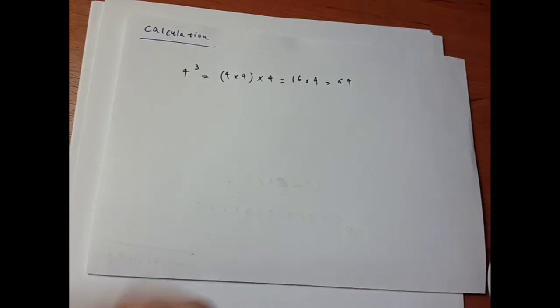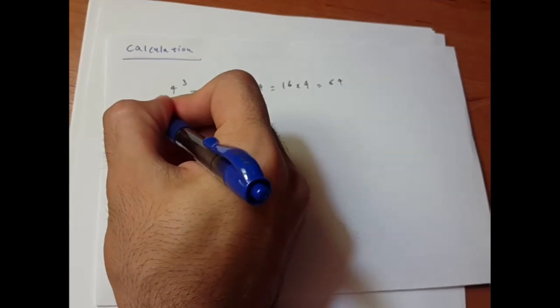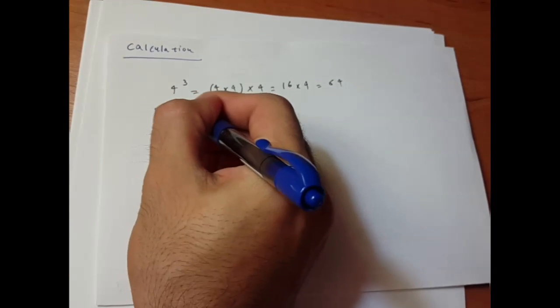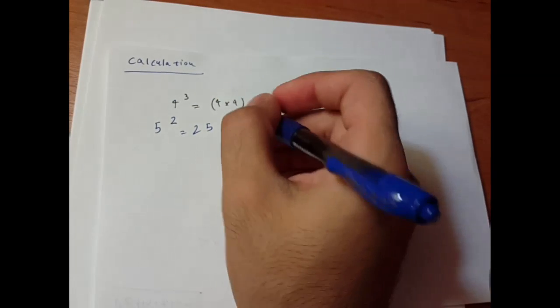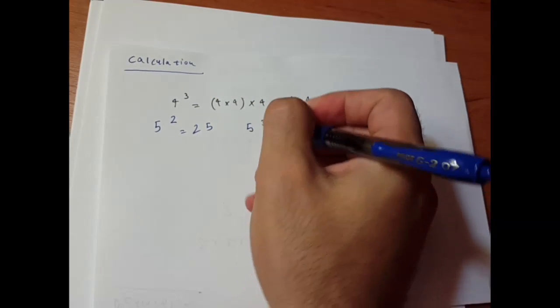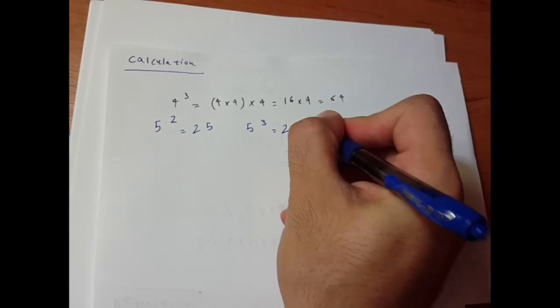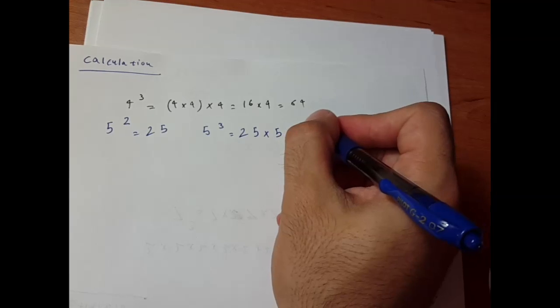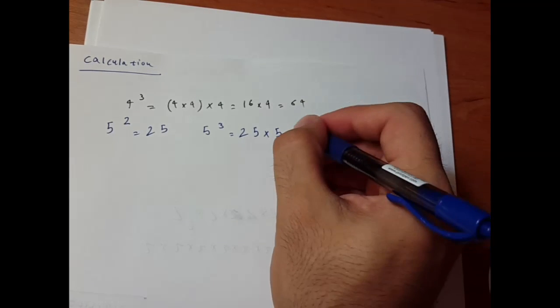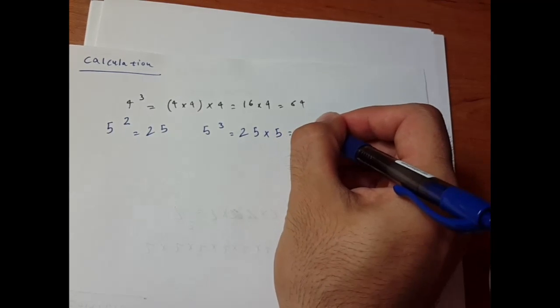So what about 5 to the power of 2? That will be just 25. What about 5 to the power of 3? That's just 25 times 5. And I'm just going to use a calculator here, and that's going to be 125.